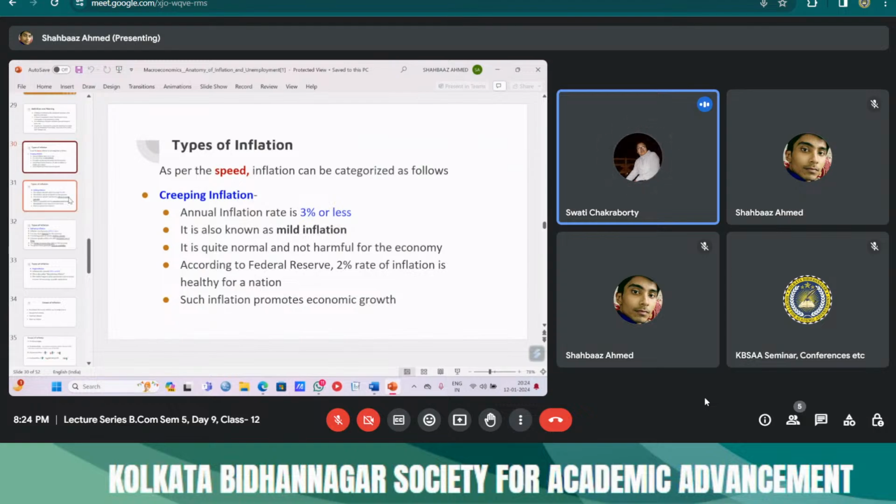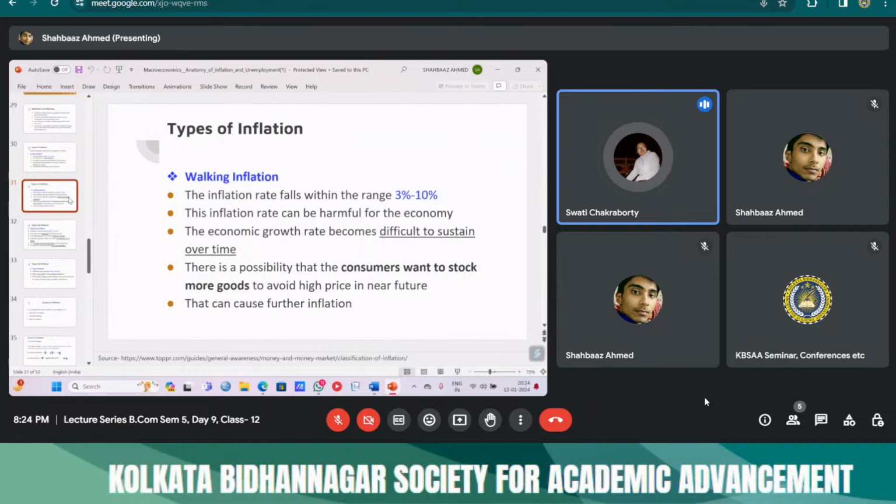Next is walking inflation. This is the inflation rate which falls within the range of 3% to 10%, and this can be harmful for the economy because the economic growth rate becomes difficult to sustain over time. Consumers would want to stock more goods because the price is increasing, to avoid high prices in the near future, which can further cause inflation. Demand is increasing, people want to hoard now, price starts increasing, and that increases inflation. Next slide, please.